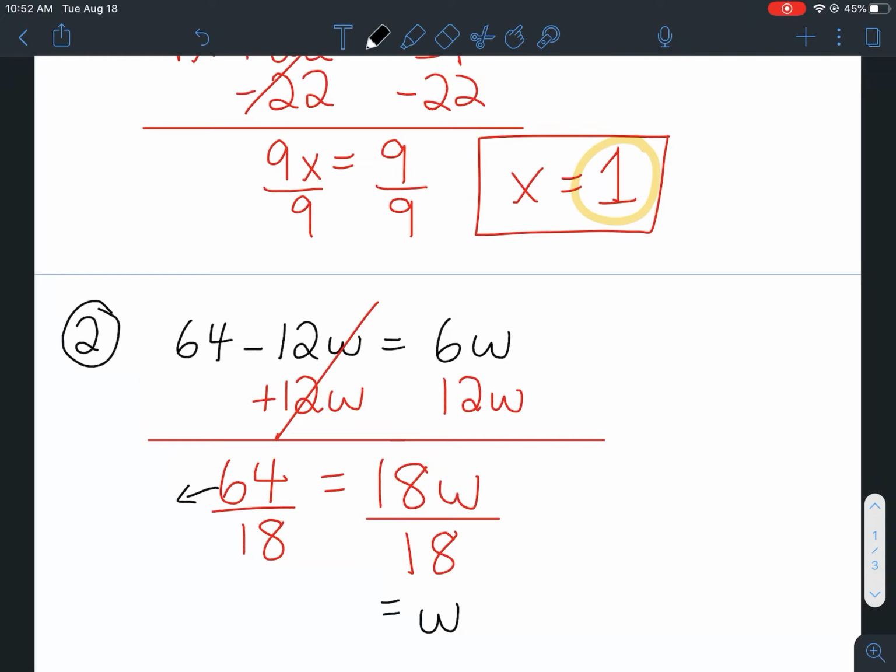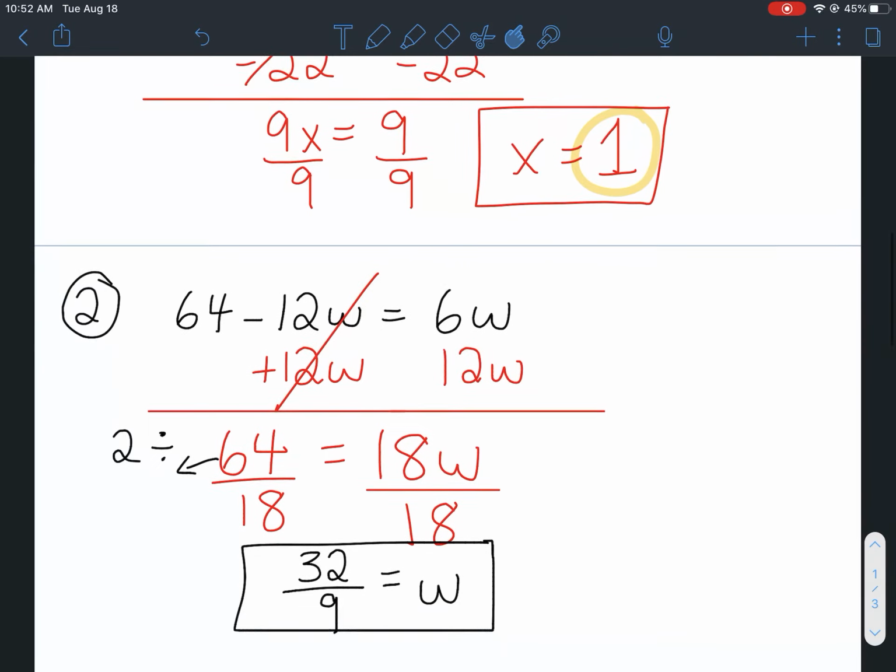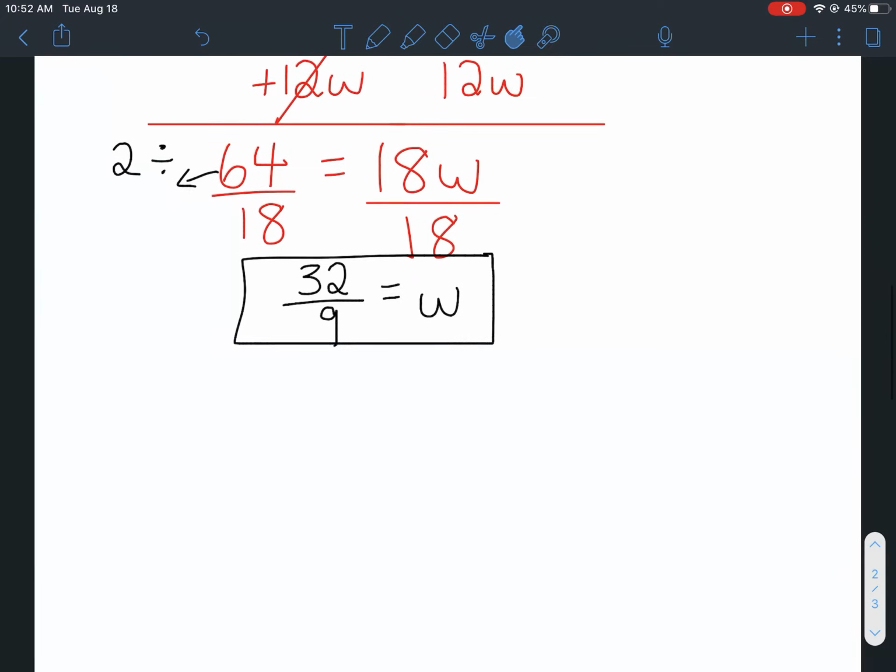So one factor they have in common, they're both even numbers, so they're both divisible by 2. If we divide 64 by 2, we get 32. And if we divide 18 by 2, we get 9. Since 32 and 9 don't have any other factors in common, we are done. And you always just leave it as an improper fraction like that. Just make sure it's reduced.